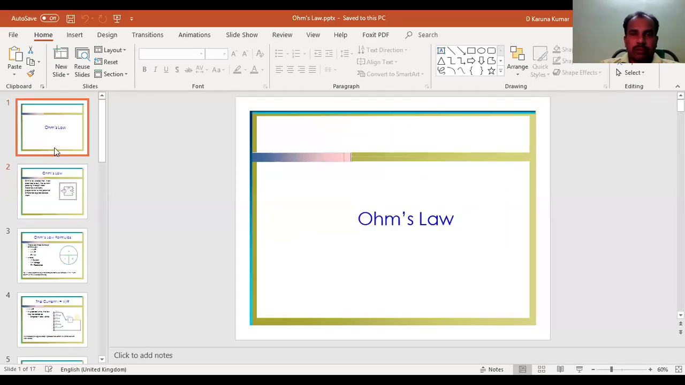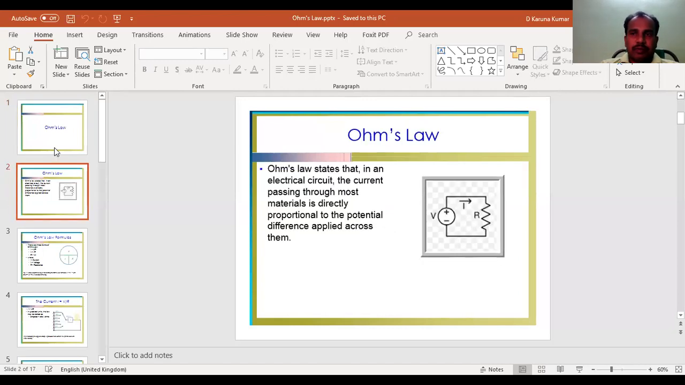Today we are going to discuss what Ohm's law is. Ohm's law states that the current flowing through a conductor is directly proportional to the potential difference between the 2 points. Ohm's law identifies the relationship between voltage, current and resistance. In an electrical circuit, the current passing through most materials is directly proportional to the potential difference applied across them.